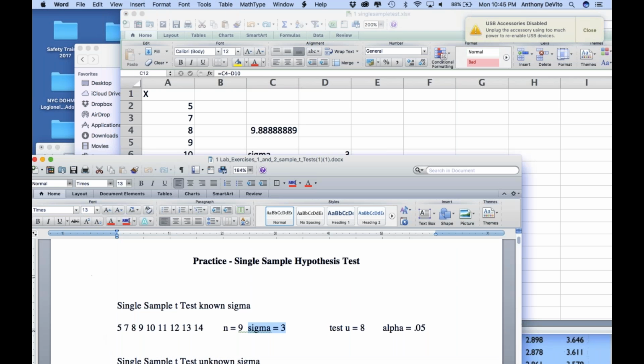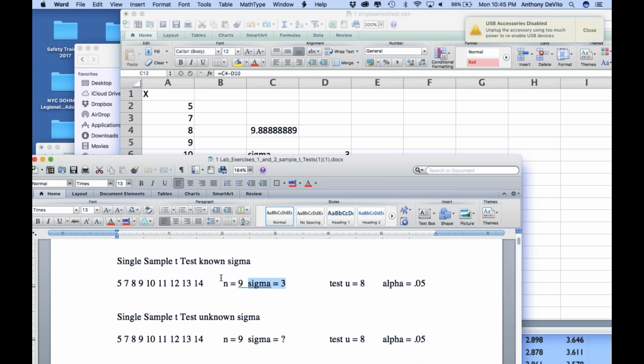Well, let's go back here and look at this problem. I want to test whether this sample suggests that the population it came from is different from another population that has a known mean of 8. Since this is a known mean, it's a single sample t-test. I'm testing a sample of a population against a known value. A different population has a value of 8.